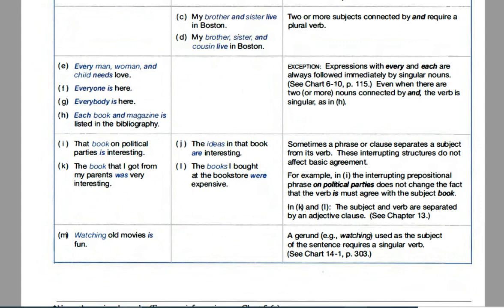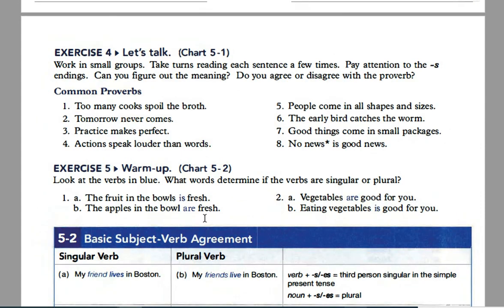So here we can see again exercises until exercise 5. We have here common proverbs. "Too many cooks spoil the broth." So here we have to understand it.